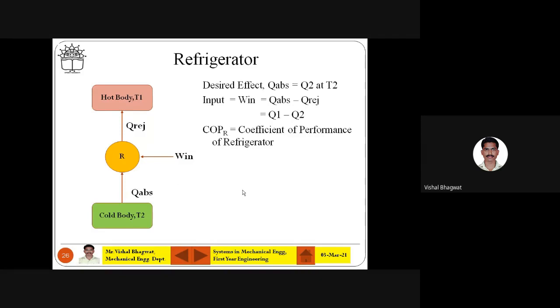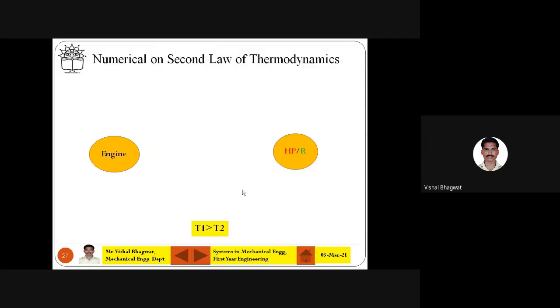Now can you tell me what is the desirable effect and what is the formula of COP? Quickly please reply, we'll stop in 2 minutes. Q2 upon Q1 minus Q2. Very good. Q2 upon Q1 minus Q2. COP of R is Q absorb divided by work in, that is Q2 divided by Q1 minus Q2. So that is all about the refrigerator. Now we will get some numericals based on this.